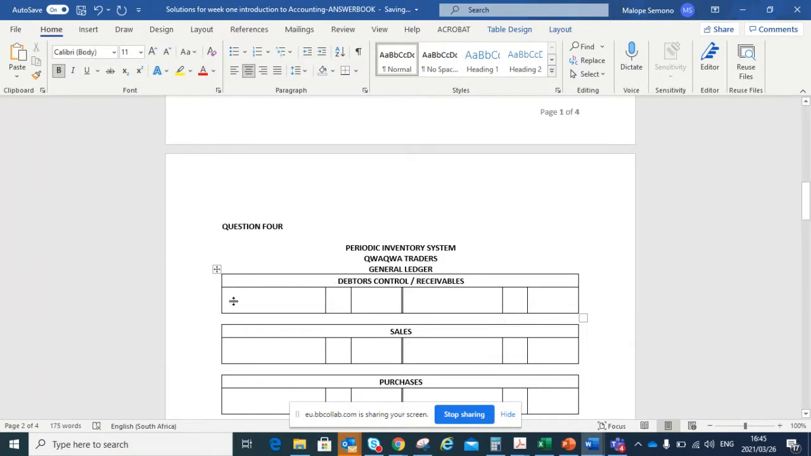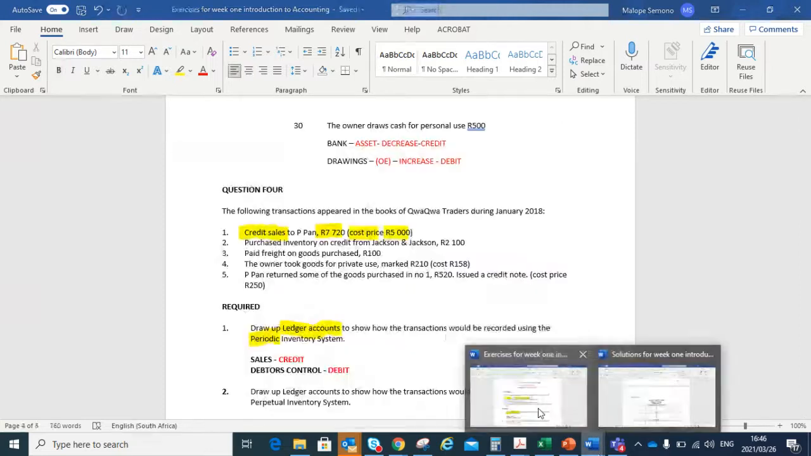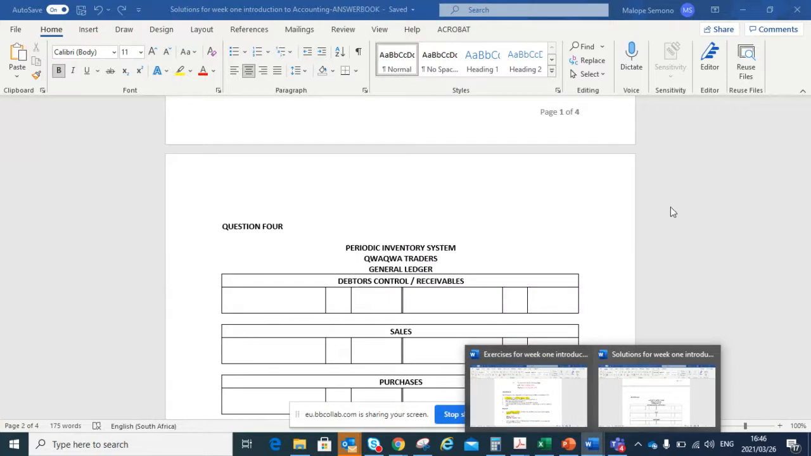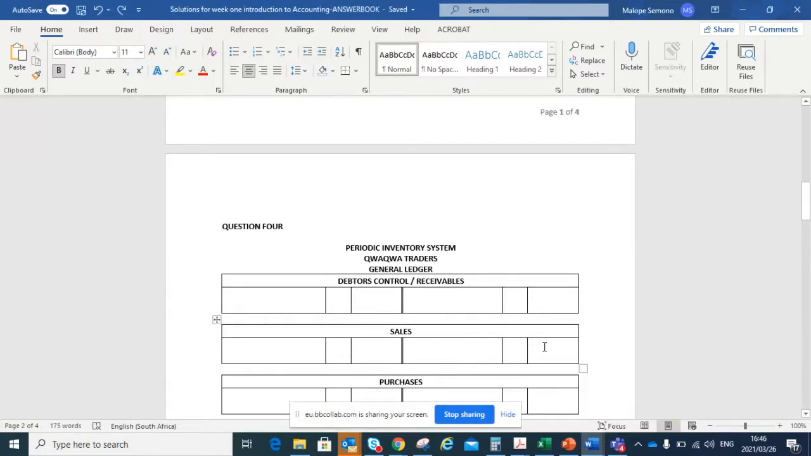They can either say debtors control, sometimes they say receivables. Now, remember, this side is an account. This side is debit and this side is credit. I think you know by now. So you are controlled by what you analyzed here. You said you are going to credit sales, meaning in the sales, you must go to the credit side. Can you see now? On the credit side, you just have to write how much is the amount.